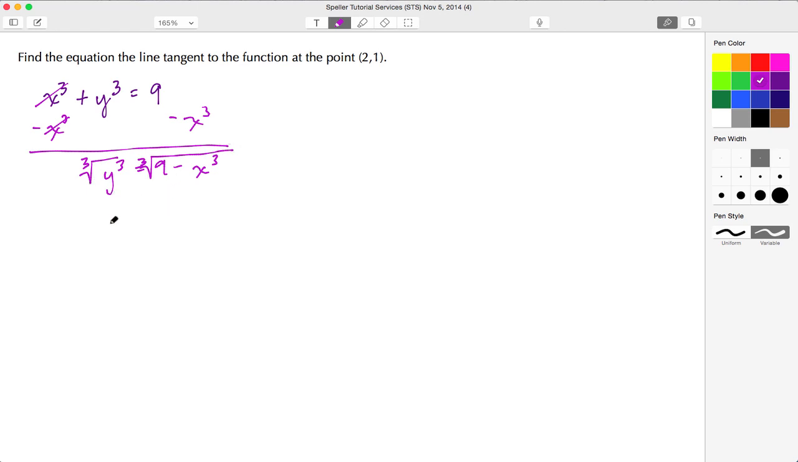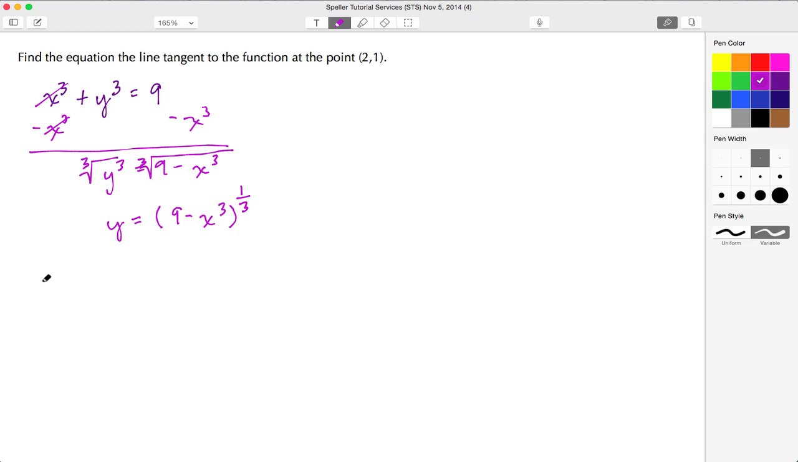So the cube root of y cubed is just y, and the cube root of the other side stays the same, but I'm going to write it in a different form so that it's easier for me to put into the calculator. I know that the index here is 3, so that's my denominator, and this expression is understood to be to the first power, so that becomes my numerator.